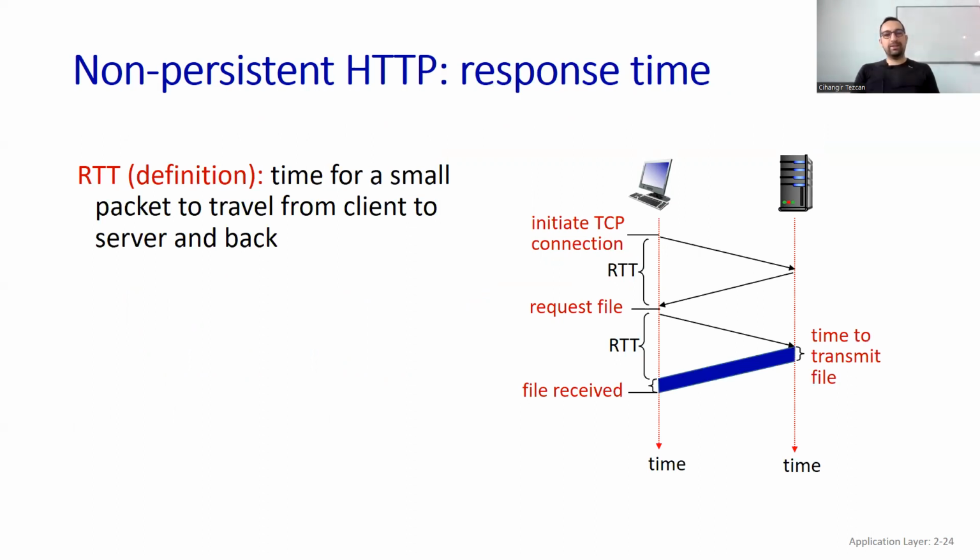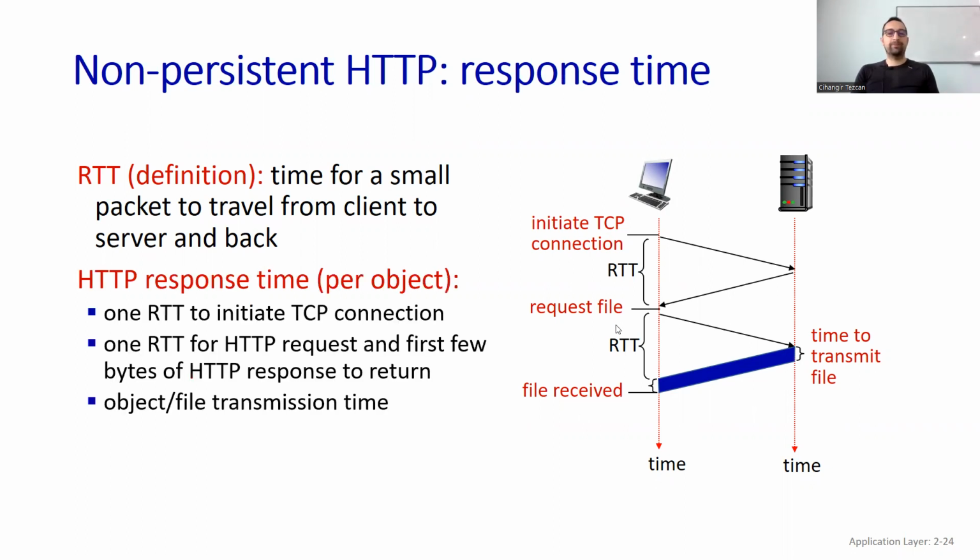Okay, so RTT is defined as follows: the time for a small packet to travel from client to server and back. So you create the TCP connection, the server replies back. This is 1 RTT because your reply is returned to you. Okay, now you request the file, you receive it. If the file is small, this is just 2 RTTs. But if the file is somewhat large, you also wait to download the file. So it takes at least 2 RTTs plus the time required to download this file.